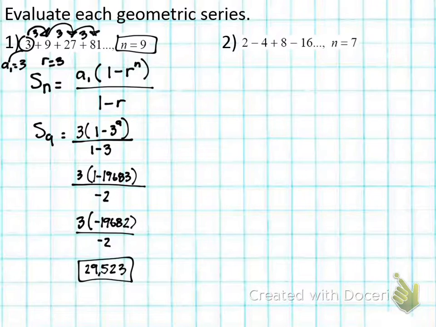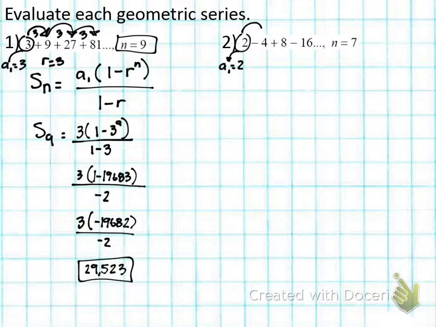That's number 1. Watch me do number 2 now. Number 2 looks a little bit different. It goes plus, minus, okay? So that's kind of weird. I'll explain an example of that when we're done with this one. But it's the same steps. We take our first one, a sub 1. 2 is going to be our a sub 1.